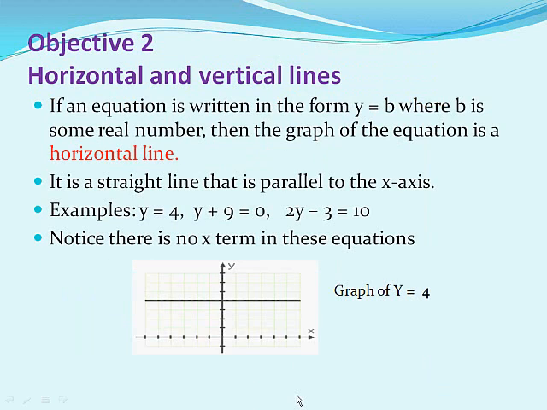Objective 2. Horizontal and vertical lines. If an equation is written in the form y equal to b, where b is some real number, then the graph of the equation is a horizontal line. It is a straight line that is parallel to the x-axis. Here are some examples. Y equal to 4, y plus 9 equal to 0, 2y minus 3 equal to 10. Notice there is no x term in these equations. So this graph is showing the graph of y equal to 4, which is a horizontal line.